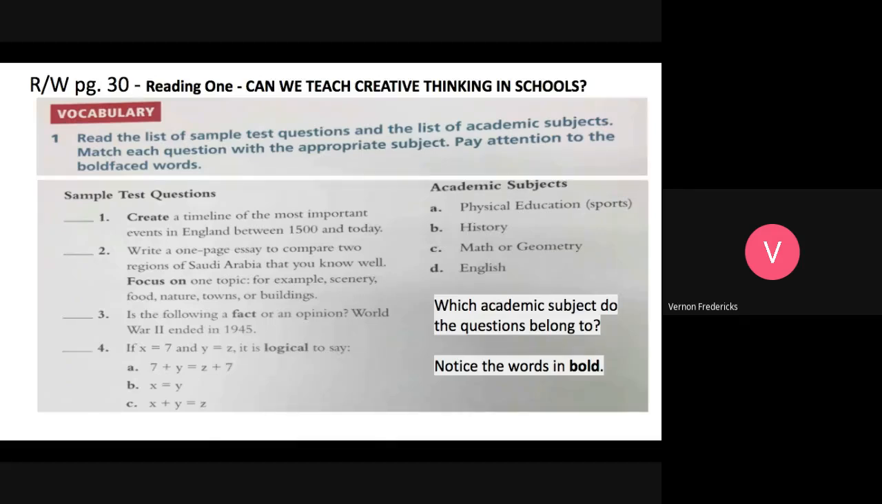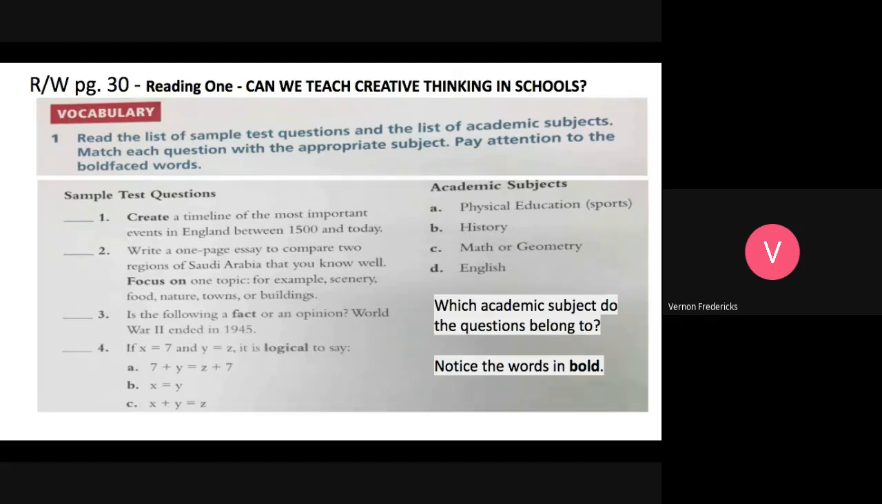Number 2 is, write a 1-page essay to compare 2 regions of Saudi Arabia that you know well. Focus on one topic, for example, scenery, food, nature, towns, or buildings. So you need to write a report or an essay about a region in Saudi Arabia. The region is the Eastern Province, or Jeddah, or the central, in the middle, is Riyadh, or in the south, which is Abha, Najran. So it means to compare these regions. You have to write an essay.